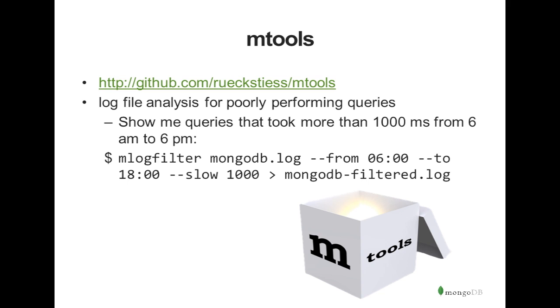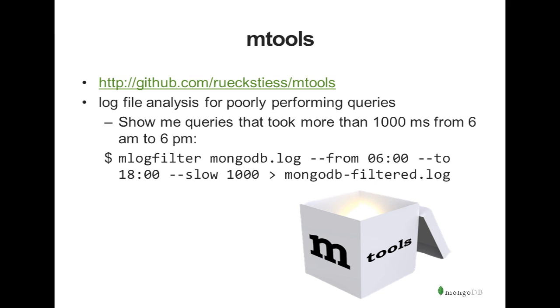And there is a tool called mtools, which was written by an engineer at MongoDB. Basically, it's a Python script that parses your log file and allows you to do various things to make sense out of it. For example, there's a component of mtools called mlogfilter, where you could say, show me all queries that took more than 1 second between 6 a.m. and 6 p.m. You could have it analyze your log files, and it would output that to another file that you could examine.